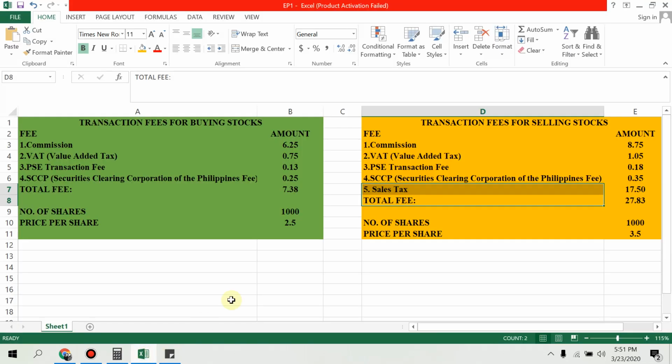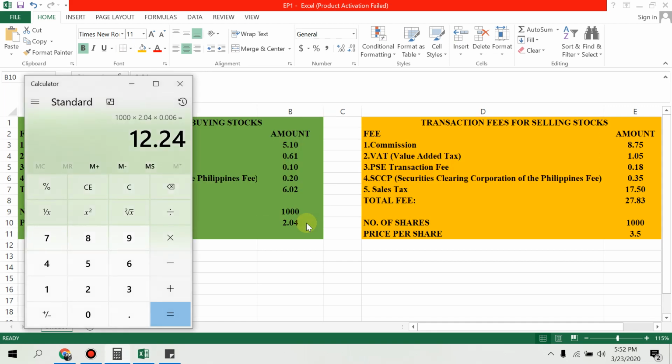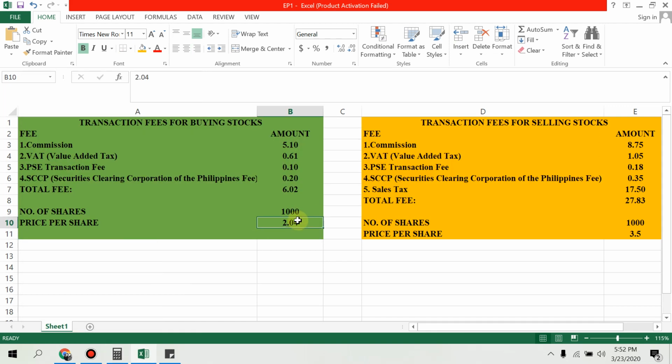Kung titignan natin kung tama. Let's see. Okay. So, ito yun guys, no? Let's say for example, babalik tayo dito sa ating Excel, ano? So, for example, nakabili tayo, 2.04 yung price niya per share, then bibili tayo ng 1,000. So, automatic na siya nagko-compute guys, no? Kung titignan natin. Ayan.